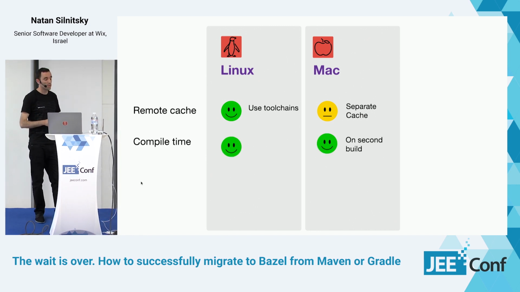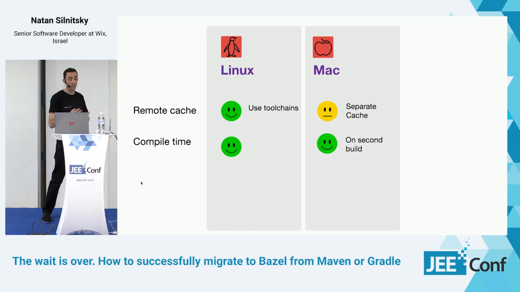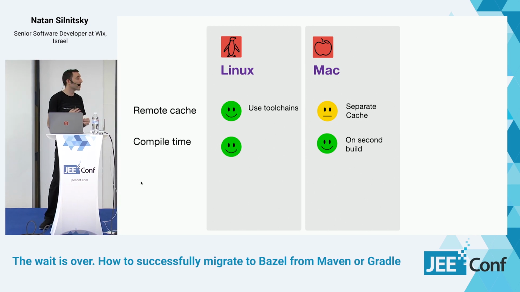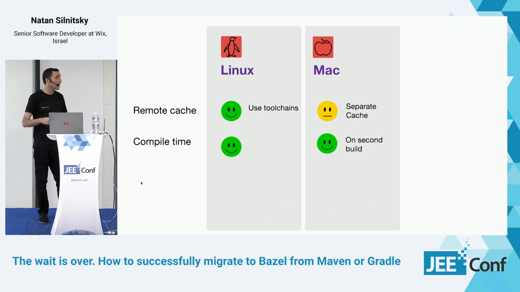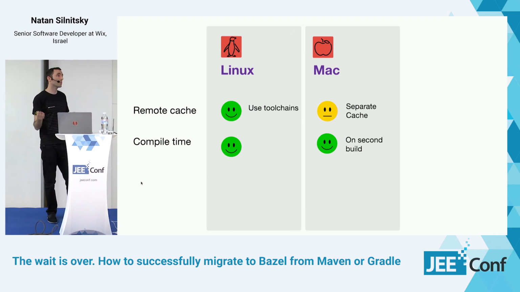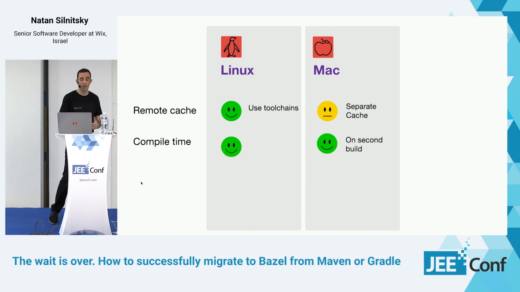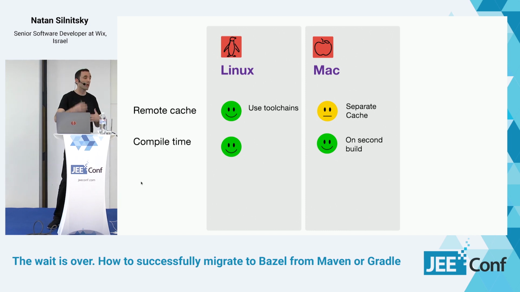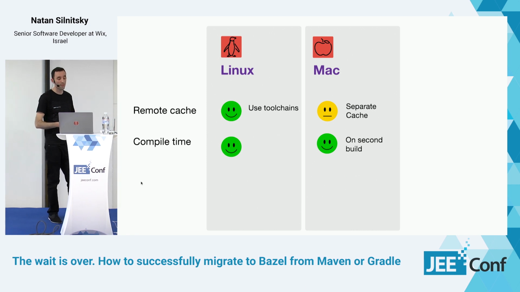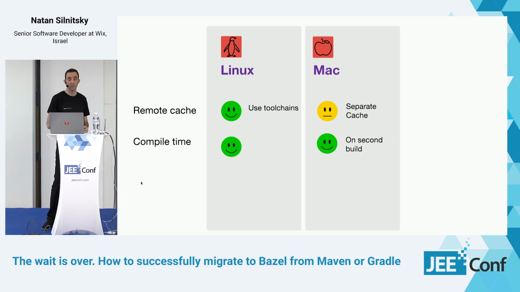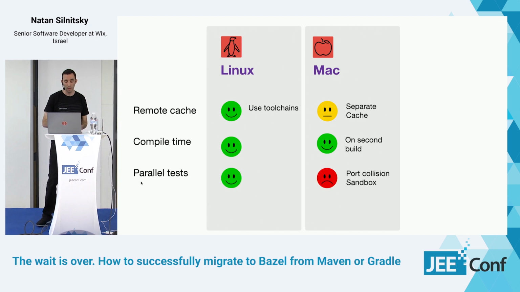Okay, so what about compilation? Well, it works pretty much the same way in Linux and Mac, especially if you do have that separate cache. If you don't have a cache, that means the first run will usually suffer, and only once you get it started, the local cache will get populated, and you'll have a good experience on Mac native as well.